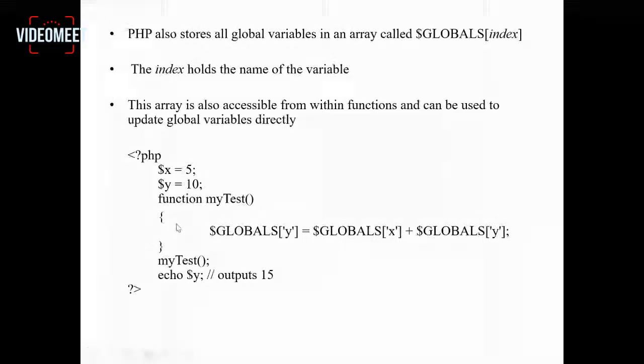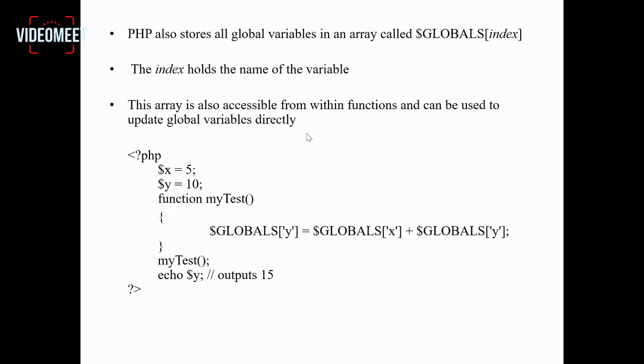You cannot access local variables. If you create a local variable inside a function and if you try to access that local variable using $GLOBALS, it will not be accessed. So it is only meant for global variables, not for local variables. So the index holds the name of the variable. This array is also accessible from within functions and can be used to update global variables directly, right?